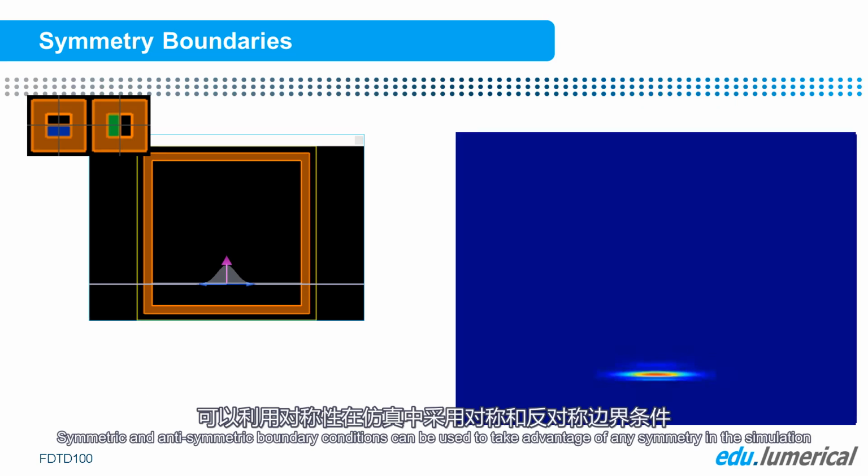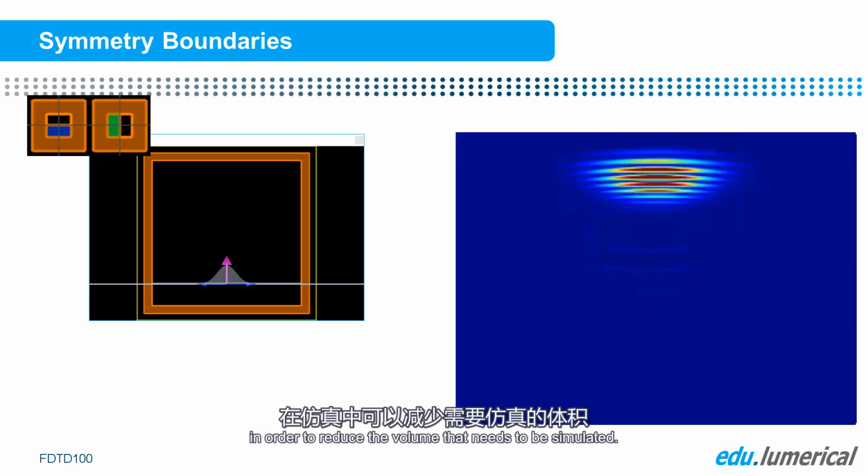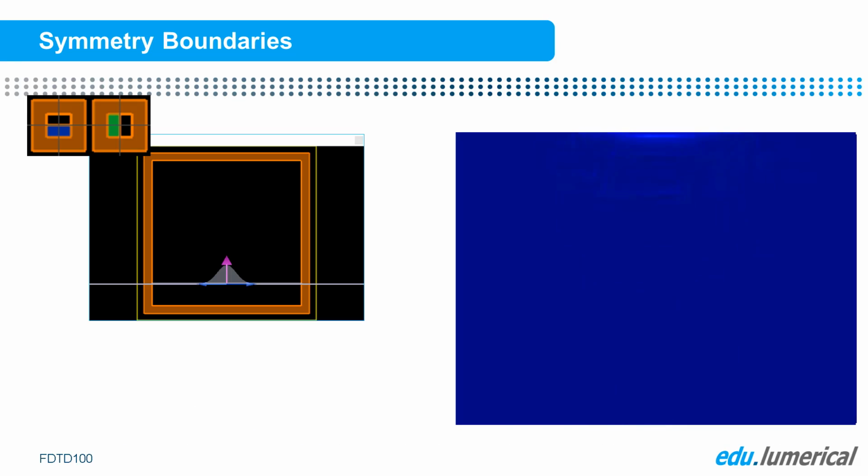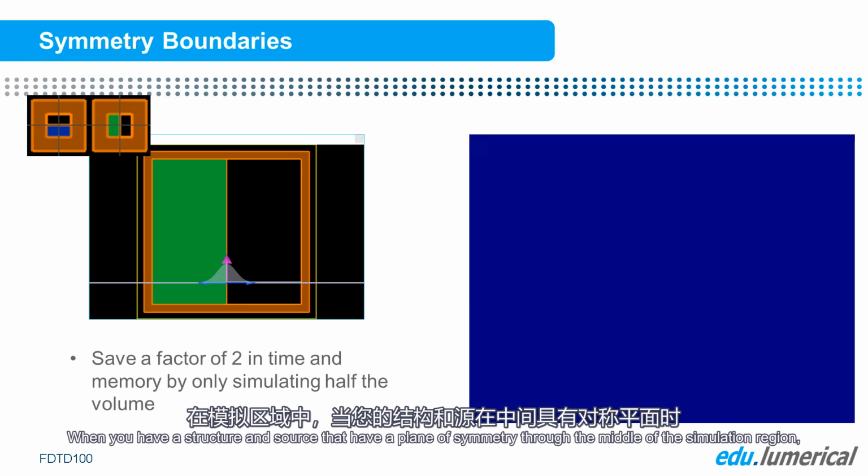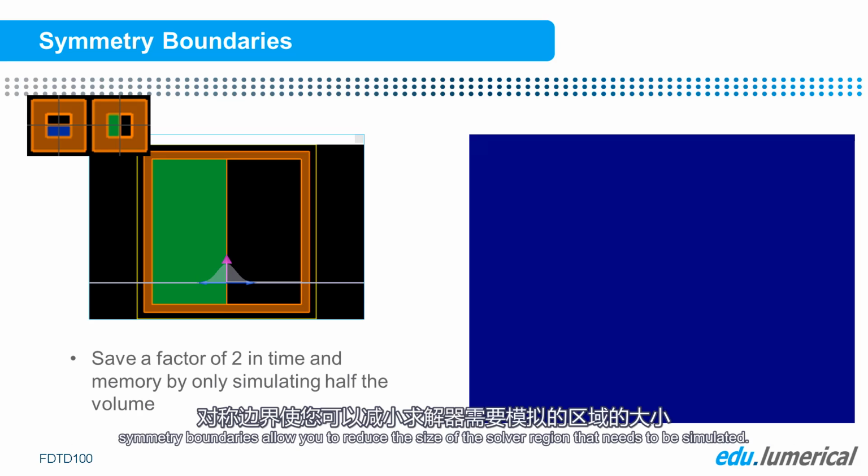Symmetric and antisymmetric boundary conditions can be used to take advantage of any symmetry in the simulation in order to reduce the volume that needs to be simulated. When you have a structure and source that have a plane of symmetry through the middle of the simulation region, symmetry boundaries allow you to reduce the size of the solver region that needs to be simulated.